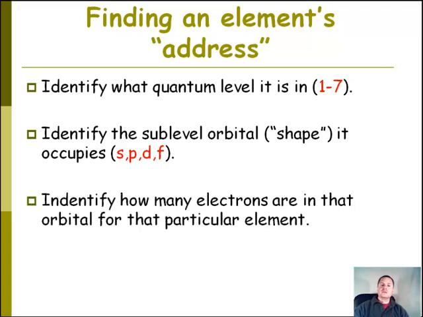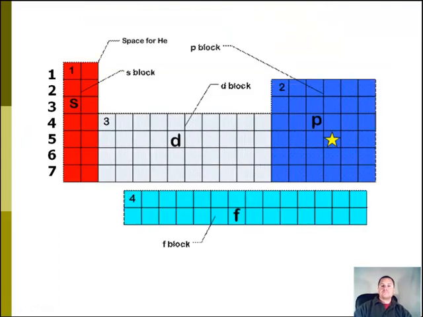And then the third thing is we need to identify how many electrons are in that orbital for the particular element. Remember, each orbital can hold 2 electrons, and depending on what type of orbital we have, there are multiple positions. Remember, s has 1 position, p has 3, d has 5, and f has 7, for a total of 14 electrons in f. So let's take a look at this a little more in depth.